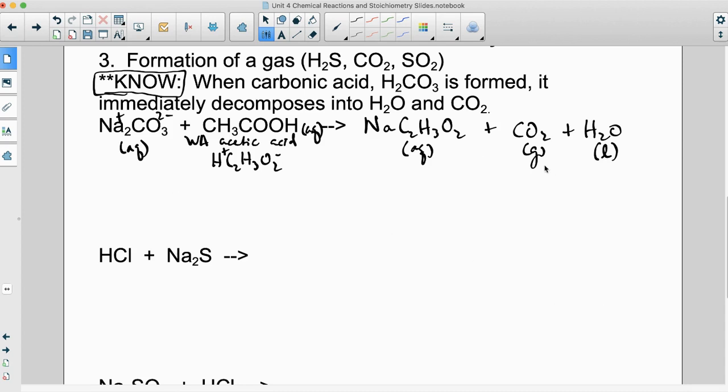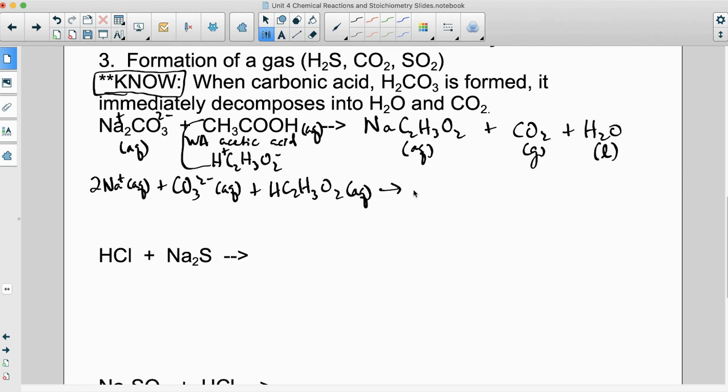So when we go to write the net ionic for this, and we will work a lot more on this when we get to acids and bases, we're going to be writing 2Na+ aqueous, because that completely dissociates, plus CO3 2- aqueous. This we do not dissociate. It's a weak acid, so we have to keep it together. So I will write it as HC2H3O2. Remember these two things are the same. It's aqueous, but it does not dissociate to a large extent.